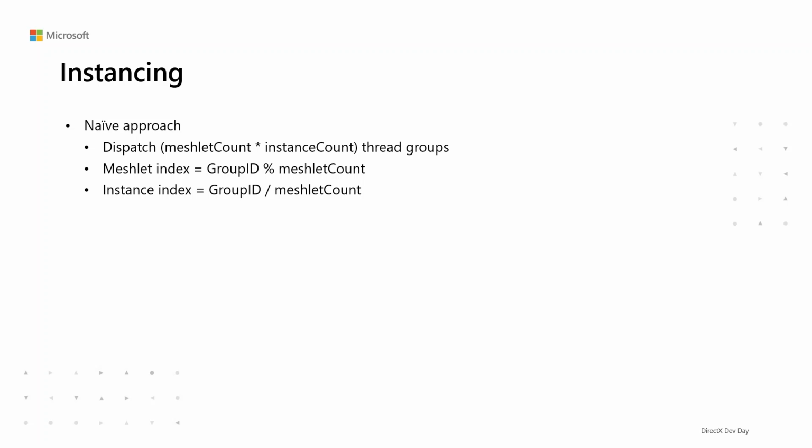So now we've talked about how to render geometry using Mesh Shader, we should talk about instancing. This is one place where getting really good performance needs a little bit of extra work. If you do the kind of naive thing, you would just scale up how many meshlets you need for your model with how many copies of the model you're going to instance, and that's how many thread groups you need. And then in the shader, you can do some math to turn the group ID back into a meshlet index and an instance index.